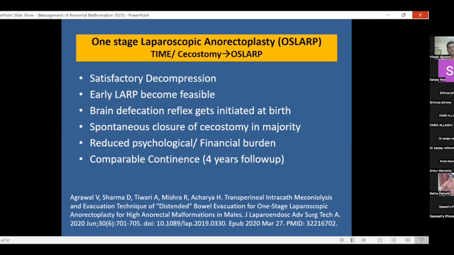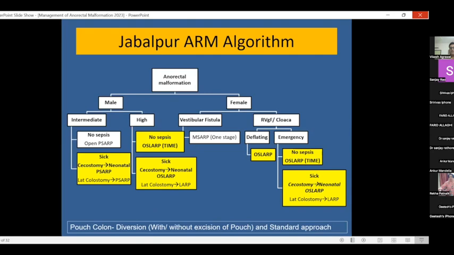We don't have very long-term follow-up for these patients, but 4-year follow-up is there. And there are many patients who have crossed 3 years and they are able to tell, and now we are able to assess the continence better. This data is already published in the Journal of Laparoscopic and Advanced Surgical Techniques. On the basis of this experience, I haven't touched areas like pouch colon, vaginoplasty, cloacal malformation, because that in itself is a different topic.